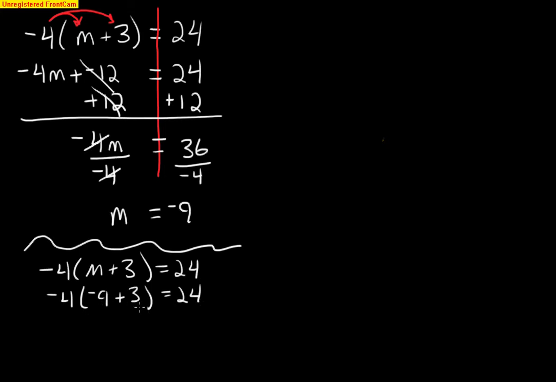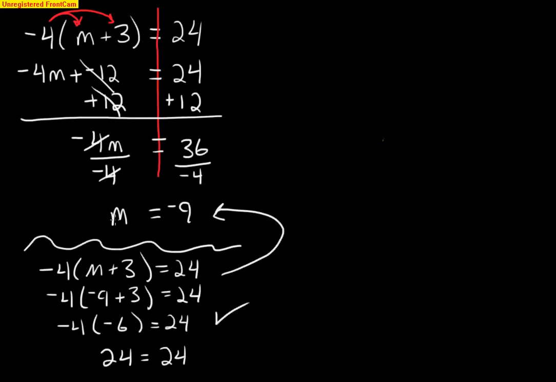So first of all, we've got to do what's inside the parentheses, so I'm just going to copy the -4 down. And we have a -9 plus 3, so now we're at a -6. Okay. And the last part, negative times a negative is a positive, and so 4 times 6 is 24. So equals 24. Okay, so we've done our verification process, and we know that m equals -9.